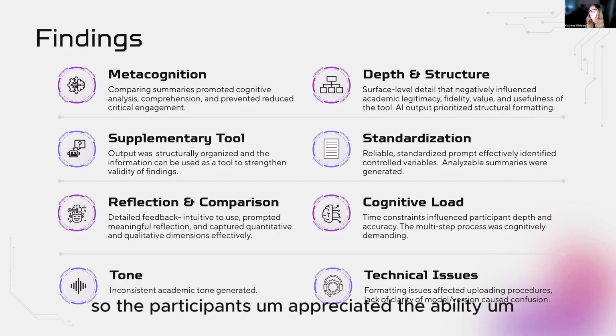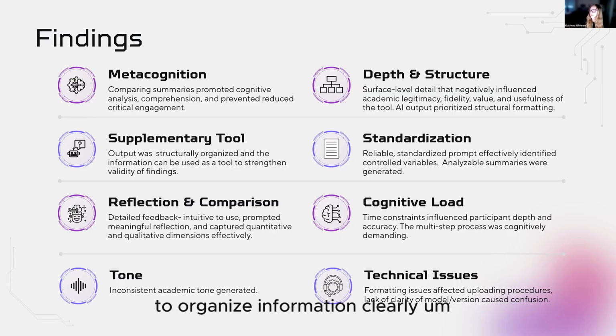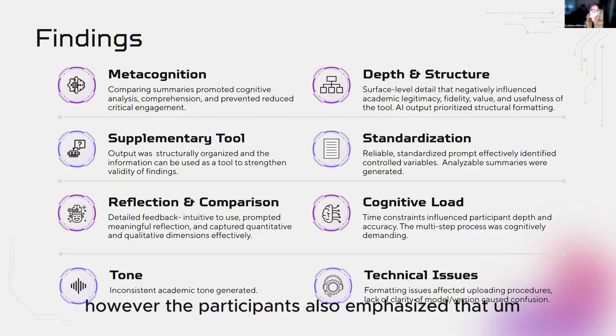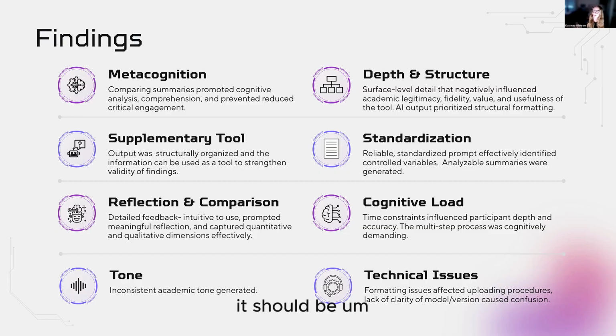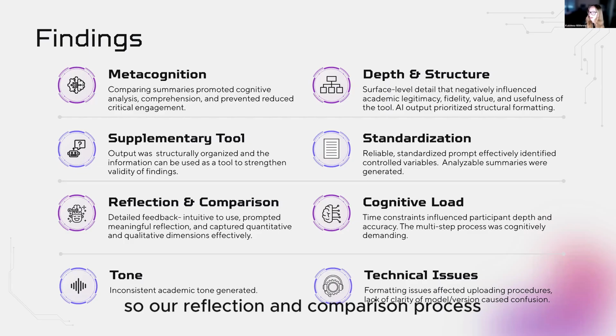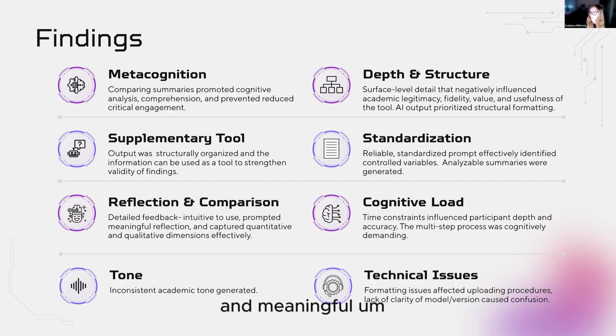Next, we can talk about how Gemini proved to be a useful supplementary tool rather than a replacement for reading. The participants appreciated the ability to organize information clearly, which made it easier to identify the main points of the article. However, the participants also emphasized that it should complement and not replace critical reading and interpretation. Our reflection and comparison process worked really well. The student reflection form captured both quantitative ratings as well as qualitative feedback, and participants found it to be intuitive and meaningful.